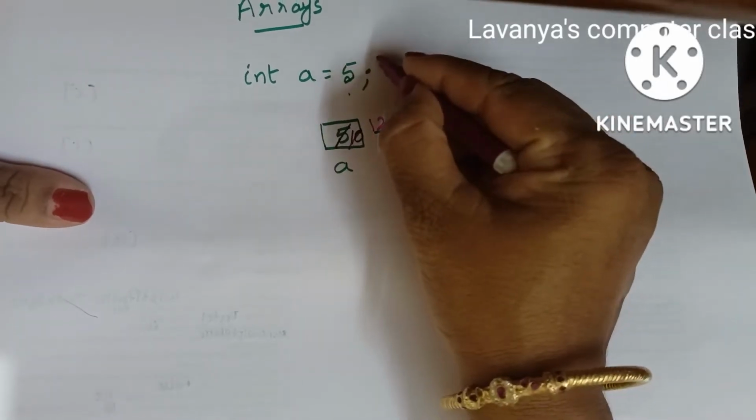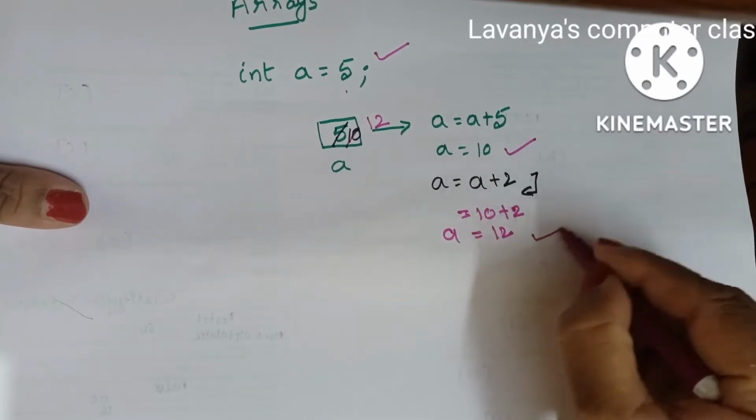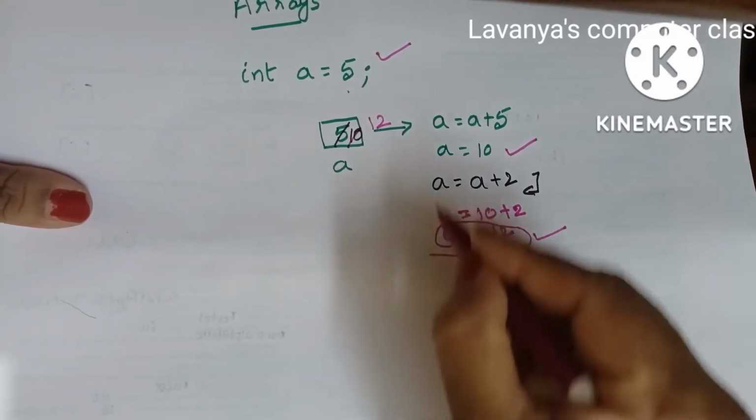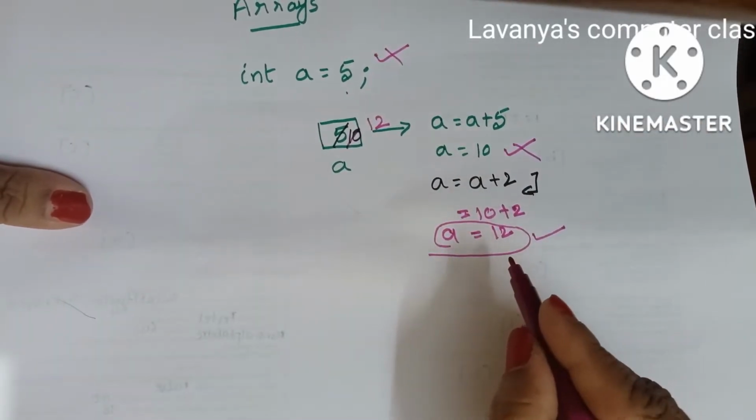So previously the value of a was 5. After that it changed to 10. After that it changed to 12. So what is the recent value of a? a = 12 only. 5 is erased and 10 is also deleted. So the value of a is only 12.